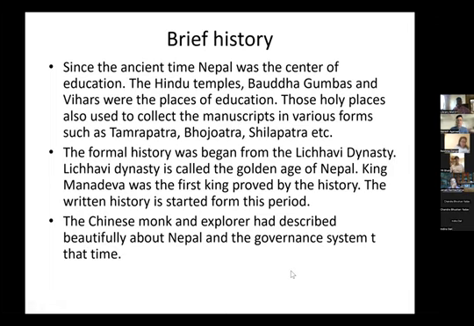As we know, since ancient times, Nepal was a center of education, especially from some Hindu temples and Buddha Gumbas, where the bihars were the place of education. Those holy places were used to collect the manuscripts in various forms, such as Tamrapatra, Bhojapatra, and other materials. As we know, the formal history of Nepal began from the Lichhavi dynasty, and our history says that the Lichhavi dynasty was called the golden era of Nepal. It is described by some Chinese visitors and monks who explored Nepal and the government system at that time.